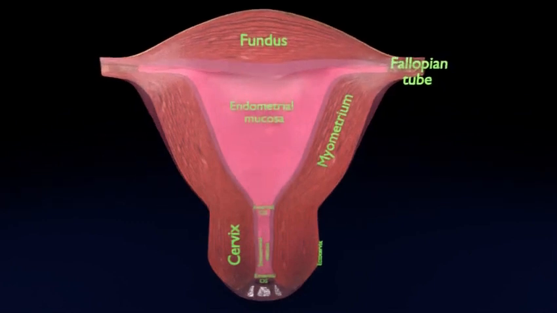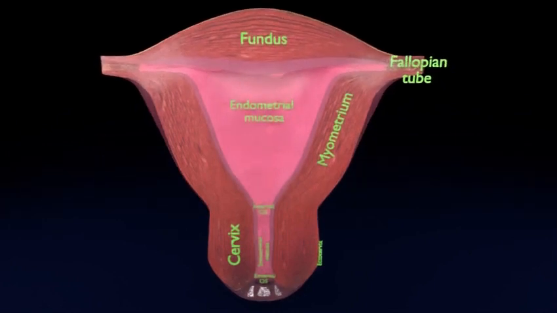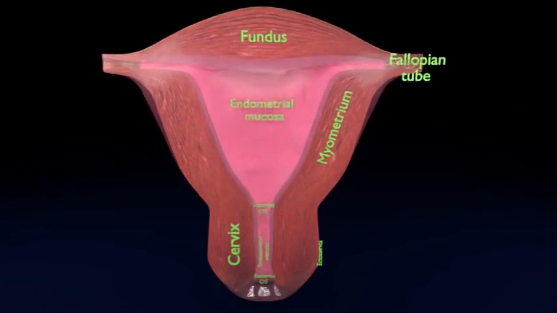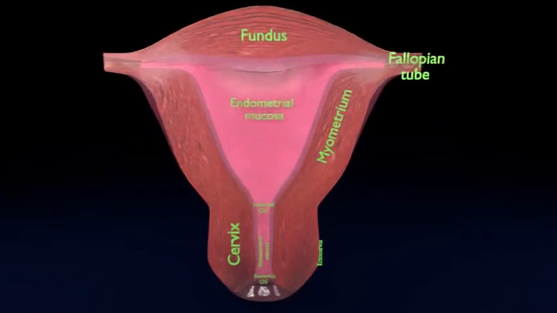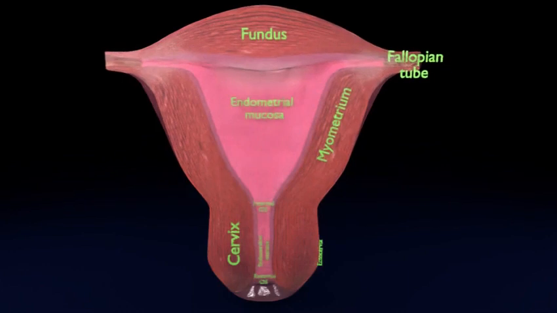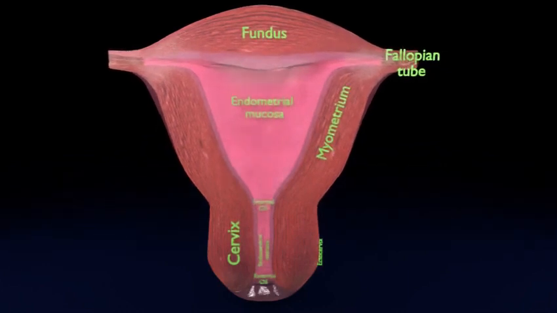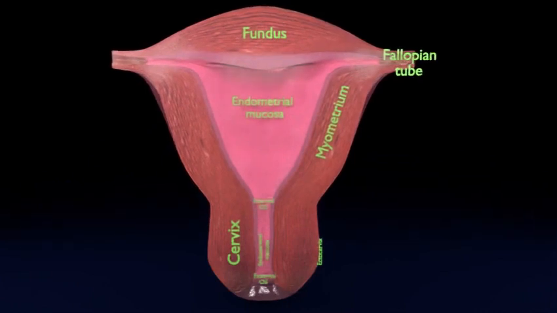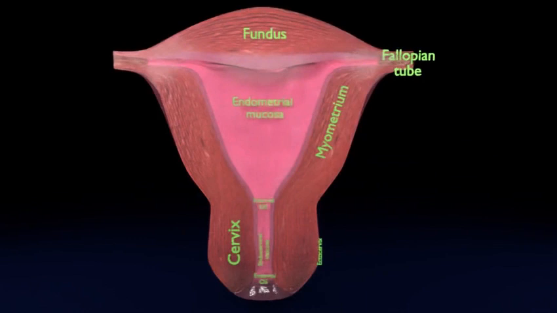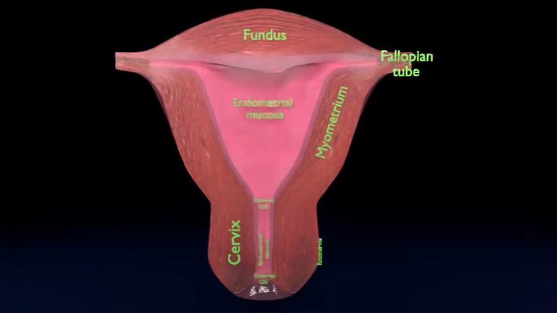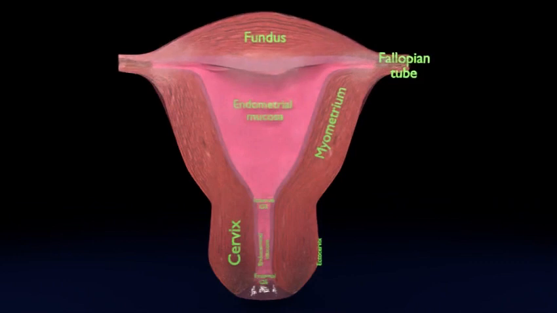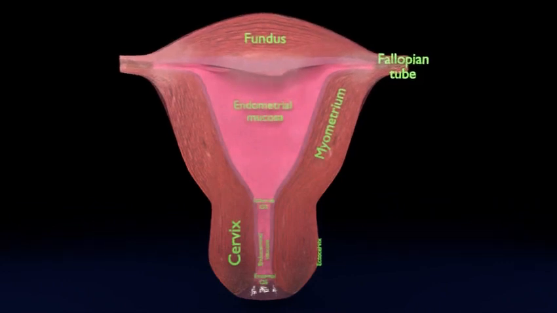In humans, the lower end of the uterus, the cervix, opens into the vagina and the upper end, the fundus, is connected to the fallopian tubes. The uterus lies in antiversion and anteflexion. The long axis of the uterus is bent forward on the long axis of the vagina against the urinary bladder. This position is referred to as antiversion of the uterus.